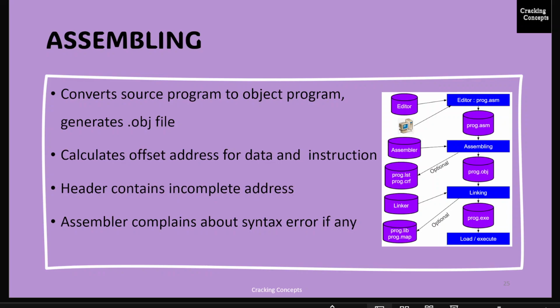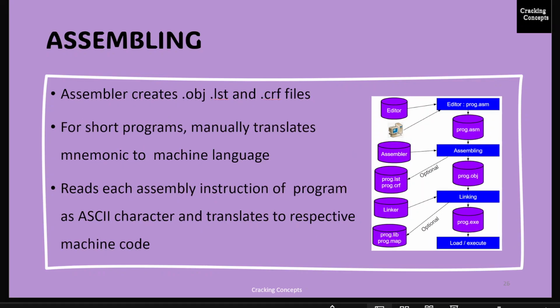Then the obj file is sent to the linker for the process of linking. That will create the .exe file and two optional files, which are .lib and .map. Finally, the .exe file is loaded for execution by the loader. For short programs, assembling can be done manually, where the programmer translates each mnemonic into the machine language using a lookup table. Assembler reads each assembly instruction of a program as ASCII and translates them into the respective machine code.